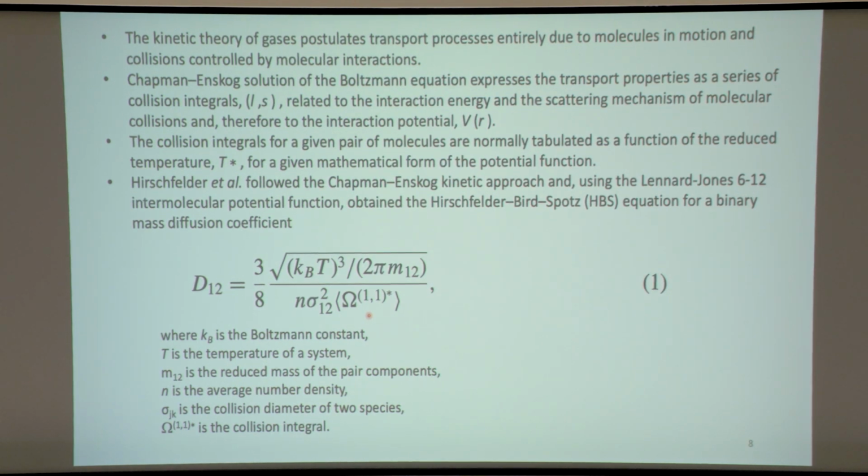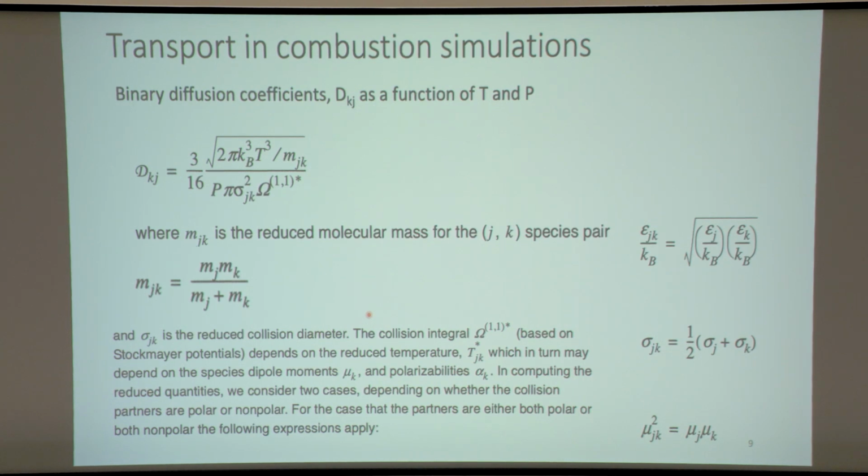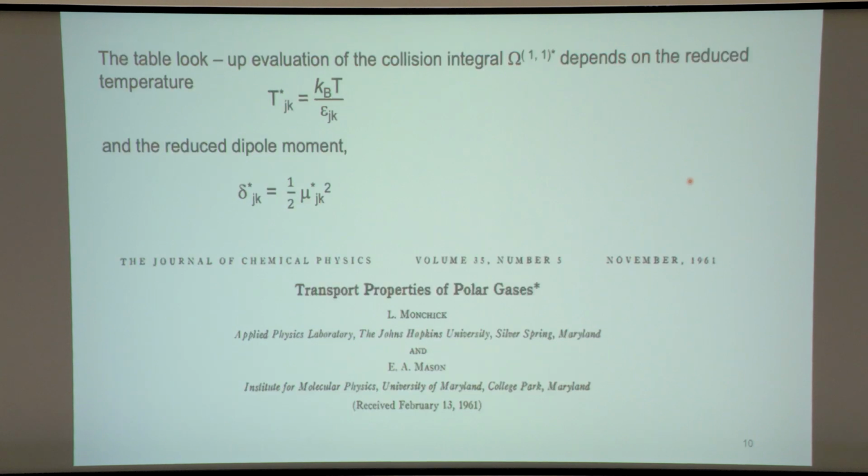And there are more equations. You can look at these things. If we write them in terms of pressure now instead of number density, it looks like this. And again, the main thing is we need to determine the mass of the binary partners, the mass of the molecules. Epsilon is used to determine the collision integral, and sigma jk is your collision diameter. And we look up these collision integrals in tables.